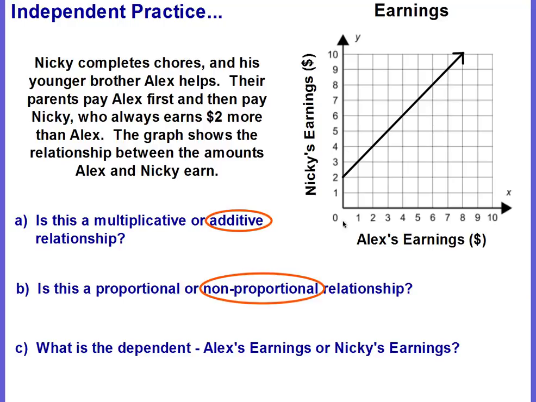And then what is the dependent? Look at the graph. Is the dependent going to be on the x-axis or is it going to be on the y-axis? It's going to be on the y-axis because it's the dependent. So who is dependent? Nicky's earnings. That's all there was to it. Pretty simple, right?